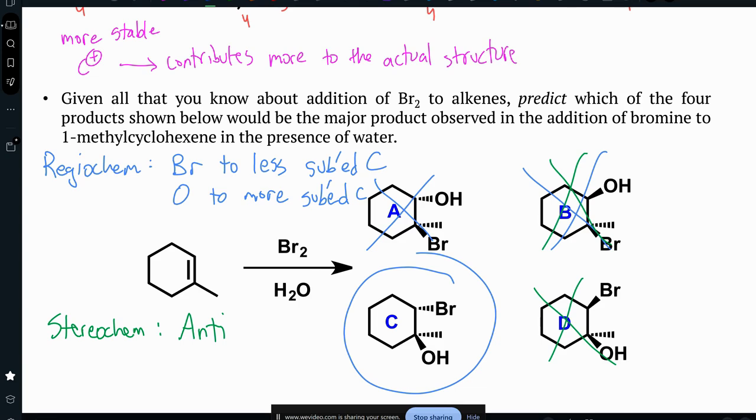All right, so those are the reactions that go through halonium ions. You'll get some practice with those on the Skill Builder.